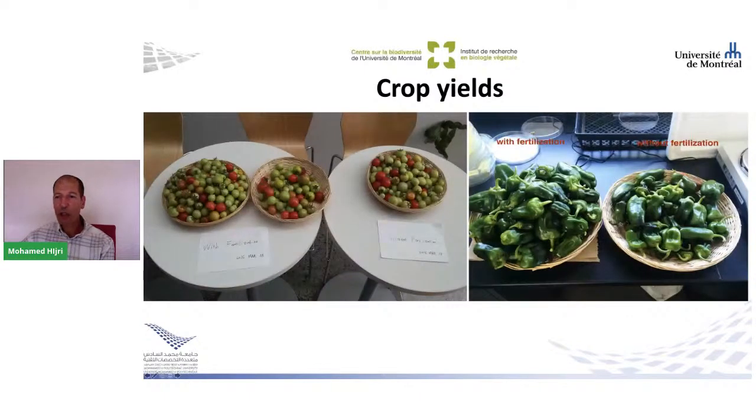So this is really an overview to give you an idea about the yield. Graduate students and undergraduate students were happy because they took all those tomatoes. They were really quite delicious, so of course they took them home for cooking and for tasting as well.